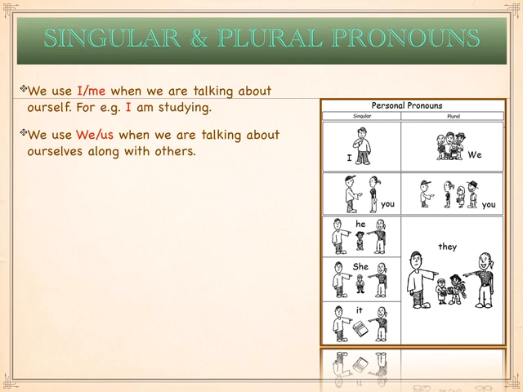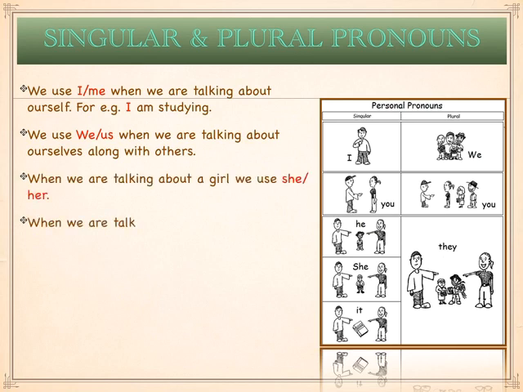When we are talking about a girl, we use she or her. If there is a name of a girl, then we use the pronoun she or her. Let's see the next one. When we are talking about a boy, we use he or him. So he or him is the pronoun which we use for replacing the name of a boy. For example, he runs fast. Ram beats him.